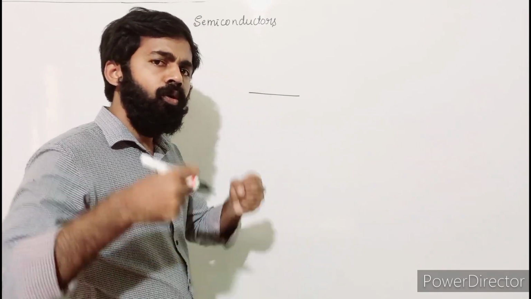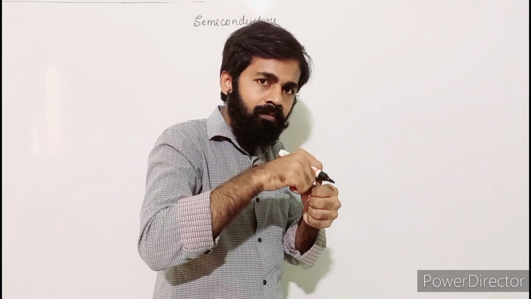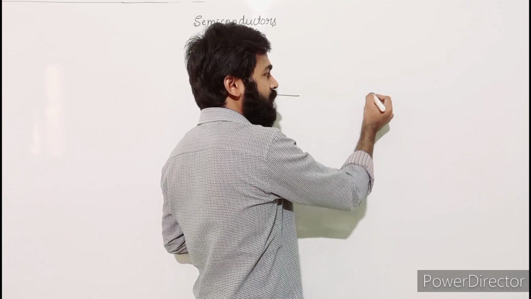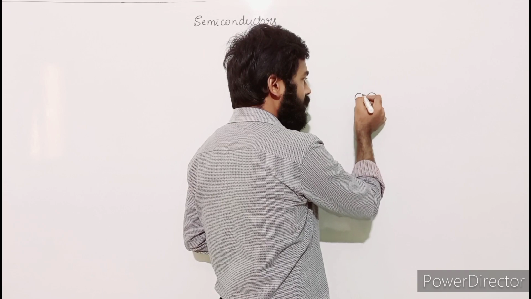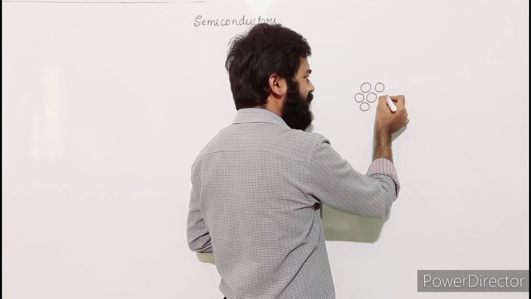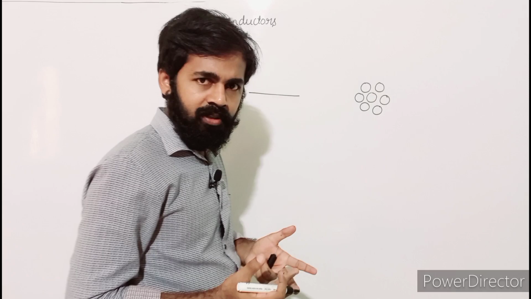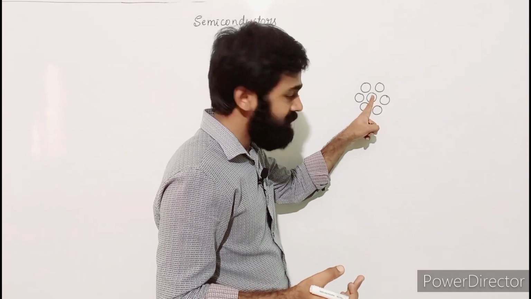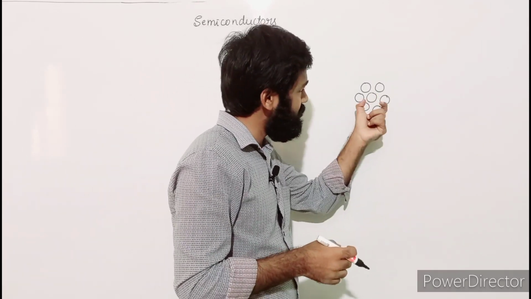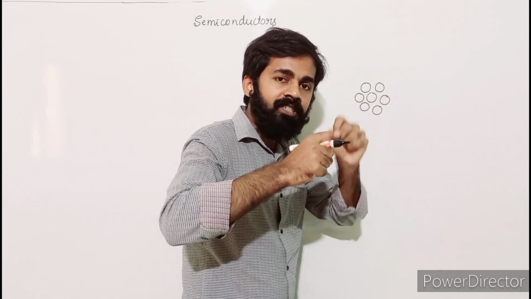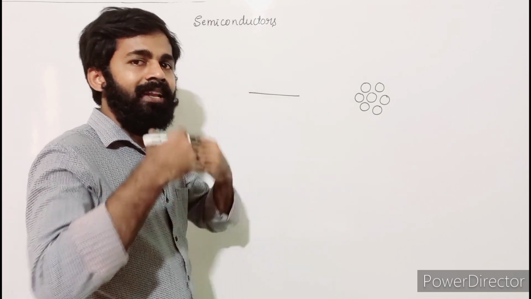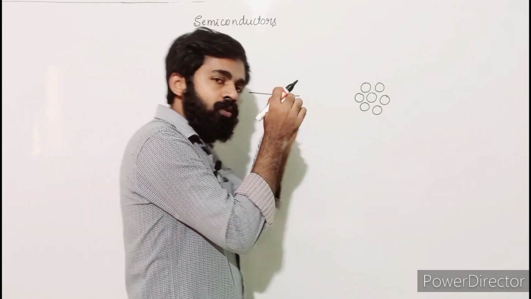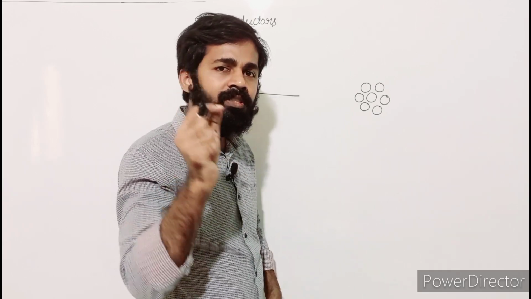If I bring more atoms together, in solids, for a particular atom, if I take an example of a solid, this atom is surrounded by many other atoms. Because of that, whatever energy levels are associated with this atom will split. They will split into many energy levels, and those energy levels are closely packed.